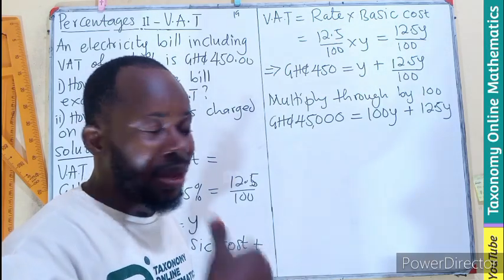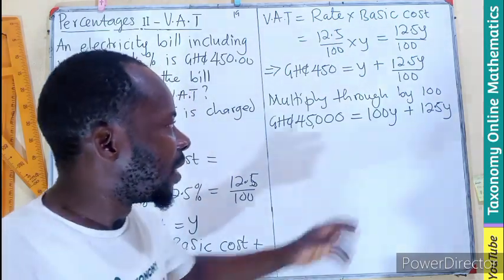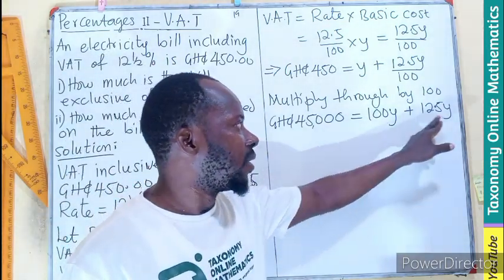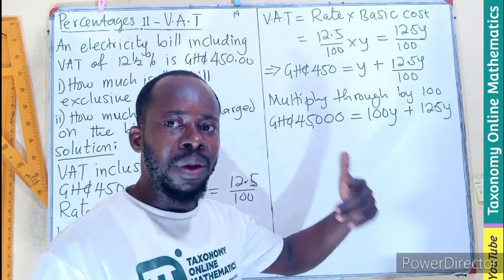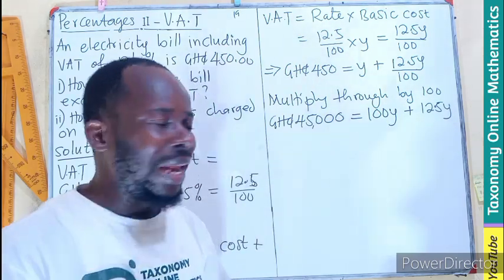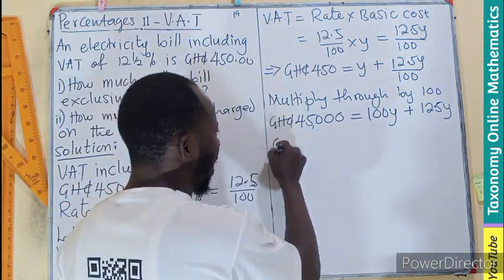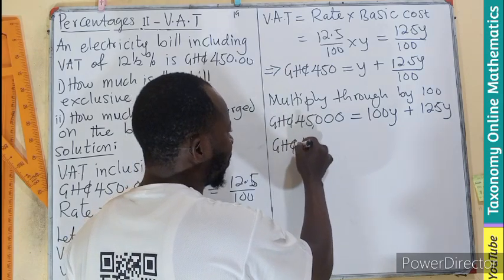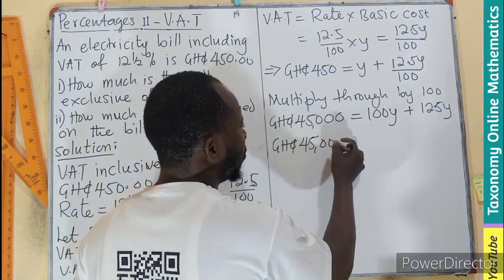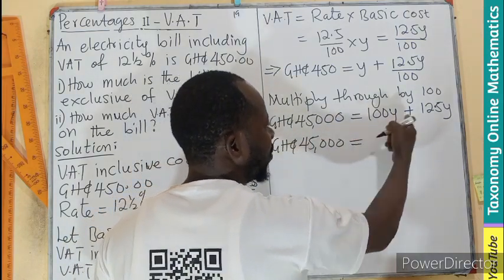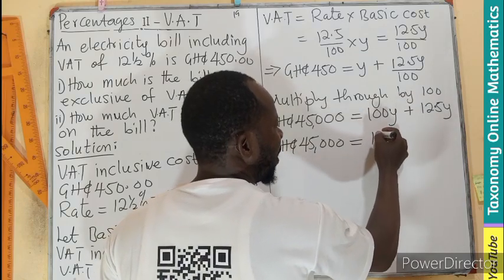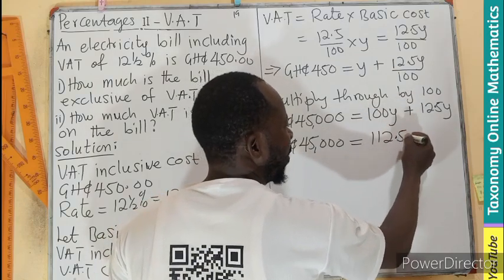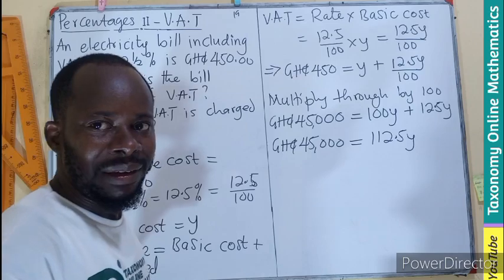That is the main reason why we are even doing the multiplication. I can see y coefficient, y coefficient. So we can add them together since they are like terms. So this gives rise to our 45,000 being equal to 100 plus 12.5, 112.5y, if I add that, right?